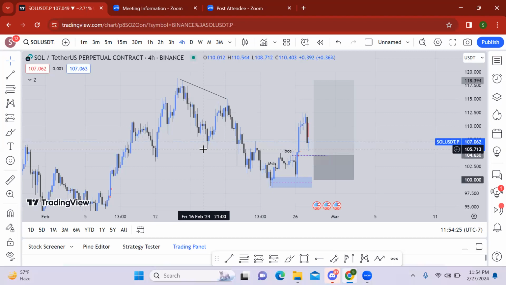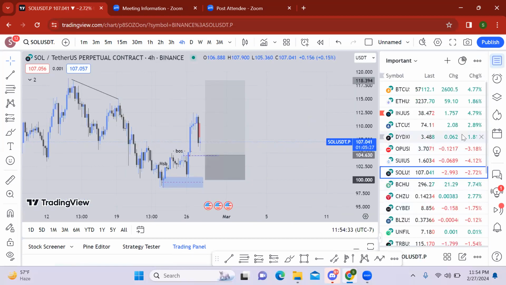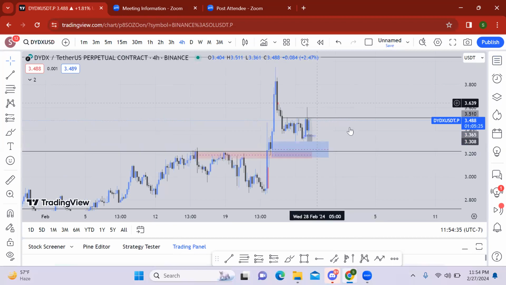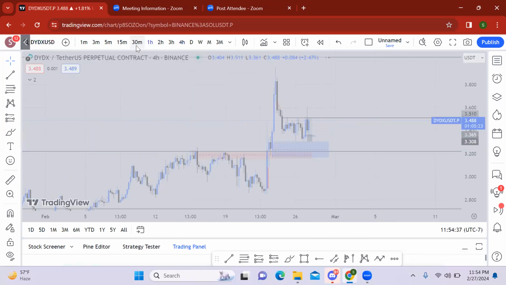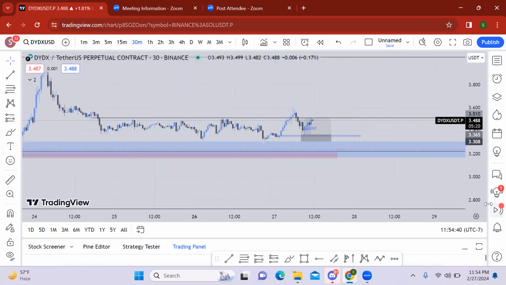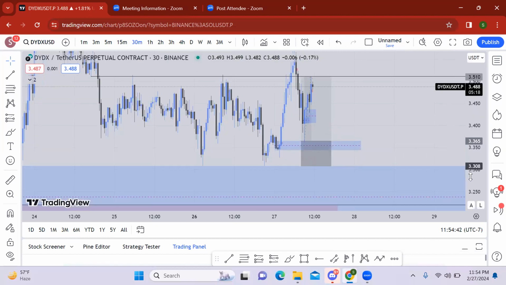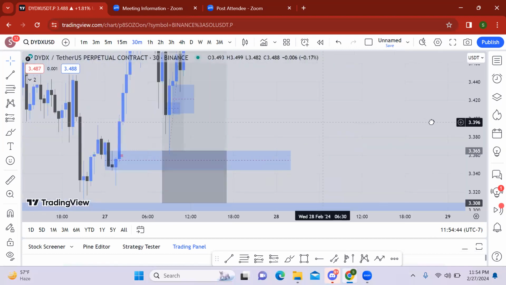I personally use fair value gaps only for entry. Just entry. I am watching my order block here. I just bought DYDX. It hit my TP. Look.